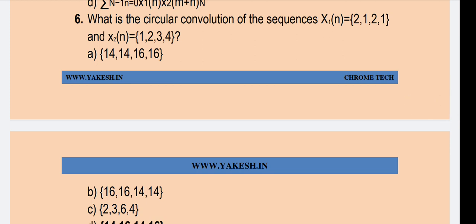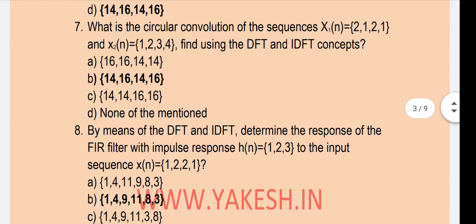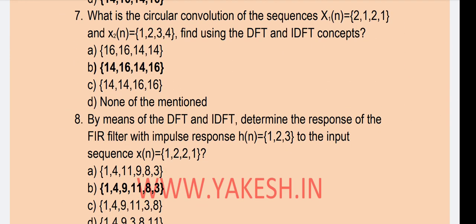What is the circular convolution of the sequences x1 of n equal to 2, 1, 2, 1 and x2 of n equal to 1, 2, 3, 4? Option D, 14, 16, 14, 16 is the correct answer. What is the circular convolution of the sequences x1 of n 2, 1, 2, 1 and x2 of n 1, 2, 3, 4, found using DFT and IDFT concepts? Option B is the correct answer: 14, 16, 14, 16. Next question.